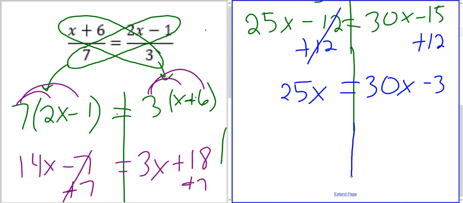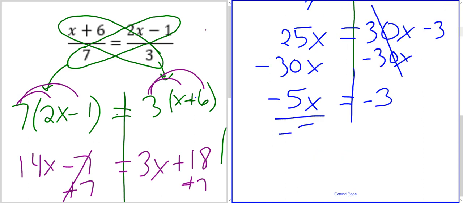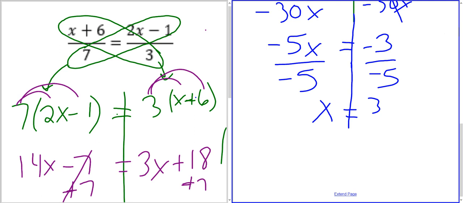Now I'm going to move the 30x over. I'm going to subtract it. So subtract 30x. Positive 30 and negative 30 cancel. And 25 minus 30 is negative 5. Negative 5x equals negative 3. Divide both sides by negative 5. So you get x equals 3 fifths. Okay?